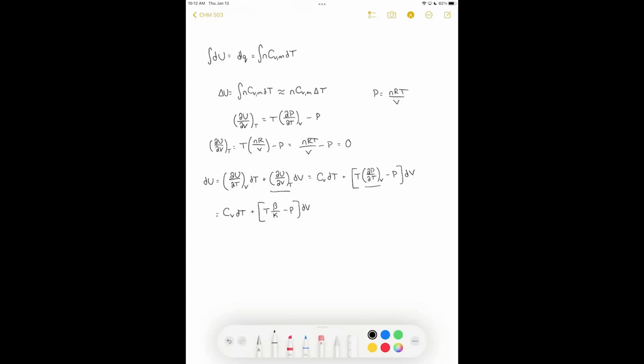Next time, we're going to look into the exact differential for enthalpy. So we've done internal energy today, we'll do enthalpy next time. And we'll also use this to see how real gases behave as we change the volume.